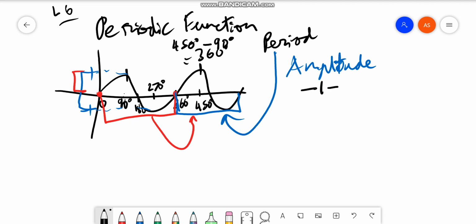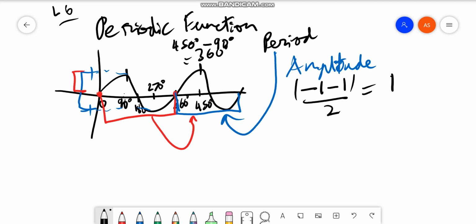It would be an absolute value because the amplitude is just the height, so positive. So half of this, so this is 1. So the amplitude of this graph is 1, or 1 unit.